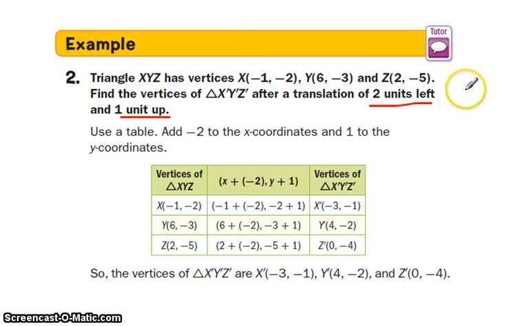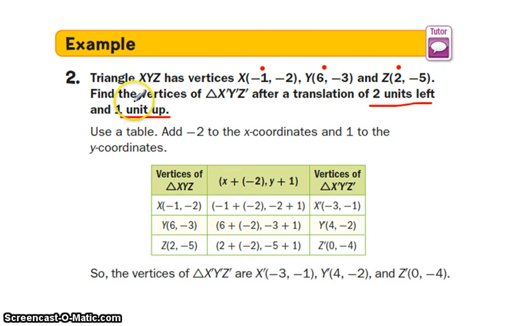Now, if we're moving left and right, we're dealing with the x-axis, right? Okay, so we're dealing with the x-coordinate. And if we're moving left this way, we're moving towards the negative side. So what we're going to do is we're going to take our x-coordinates, -1, 6, and 2, and we're going to subtract 2 off of these. So if you look down here in the chart, see how they took the original point, and we're looking at our x's. They take -1, and they're going to add a -2, or you can subtract 2 because we're going 2 to the left. So they've done that with every x value.